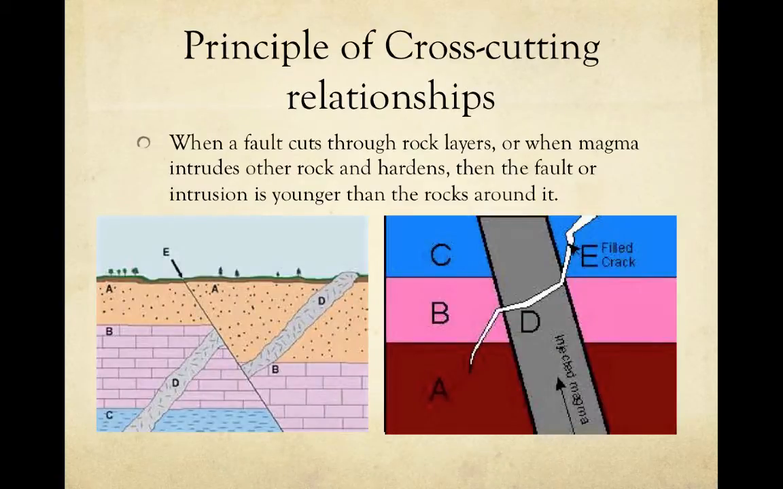Later geologists developed another principle used in relative dating. The principle of cross-cutting relationship states that when a fault cuts through rock layers, or when magma intrudes other rocks and hardens, the fault or intrusion is younger than the rocks around it. For example, in these pictures down here, we're going to start with the one on the left.